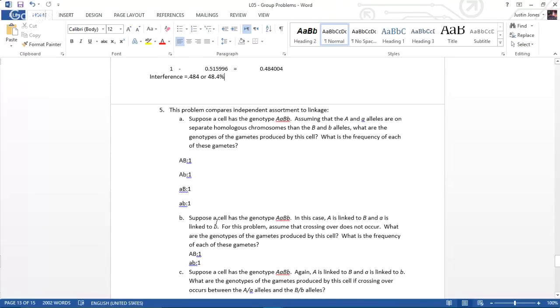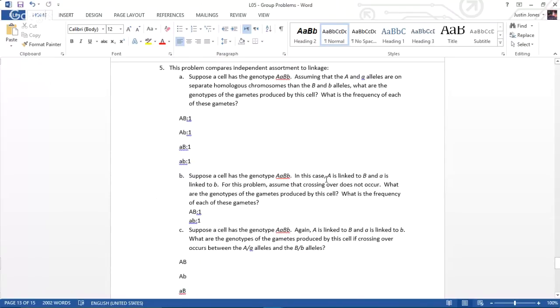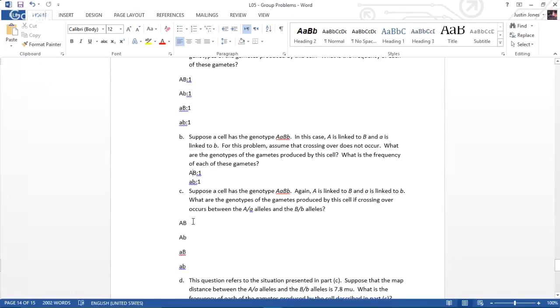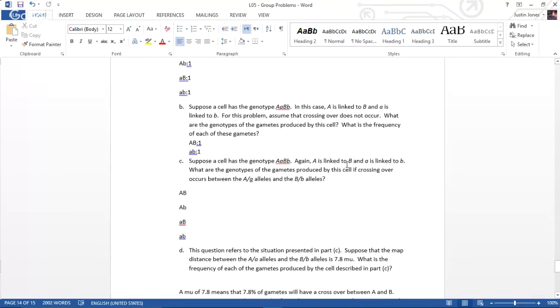Next one, suppose a cell is the same genotype. In this case, A is linked to B, and a is linked to b. Assume that crossing over doesn't happen. So if A is connected to B, that means whenever you have a capital A, you're always going to have a capital B and lowercase a with a lowercase b. So you're going to get a 1 to 1 ratio, and it's just those two. So then supposing the same situation up here, but this time we do have crossing over, that would allow us to get these two, where you get the capital A, little b, or lowercase a, capital B. And that's where you get those.